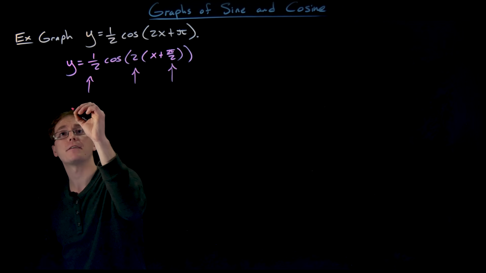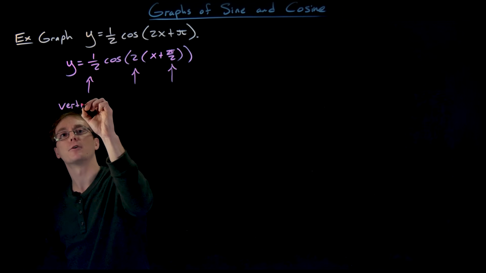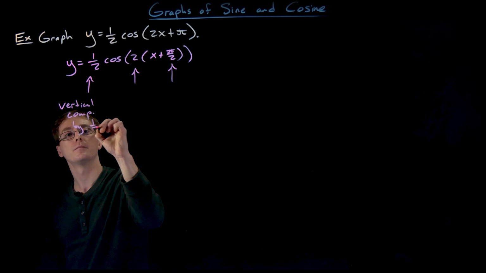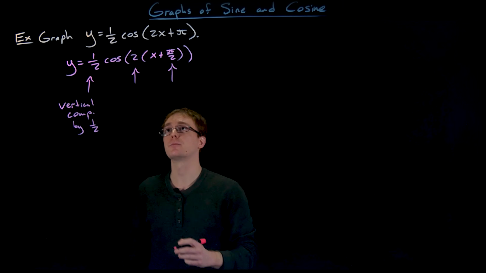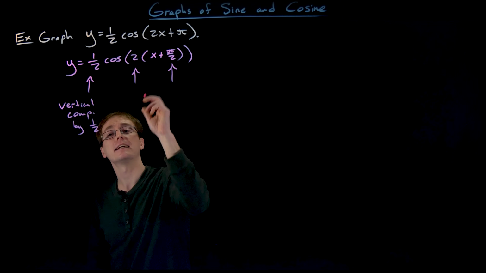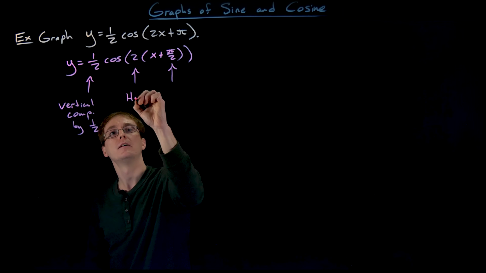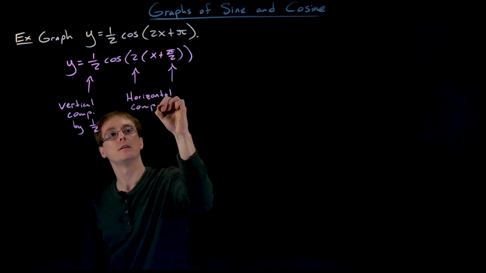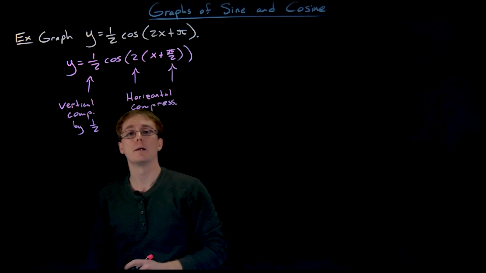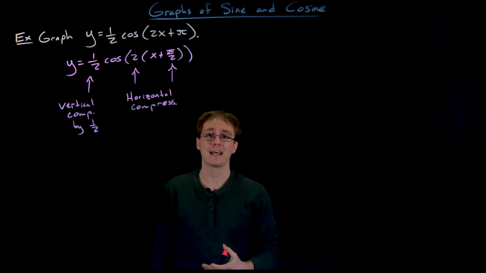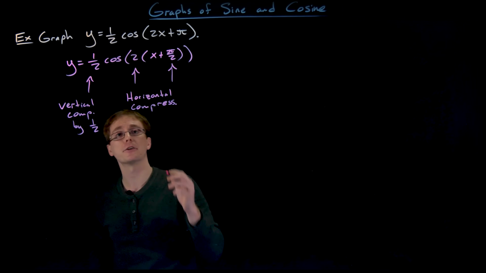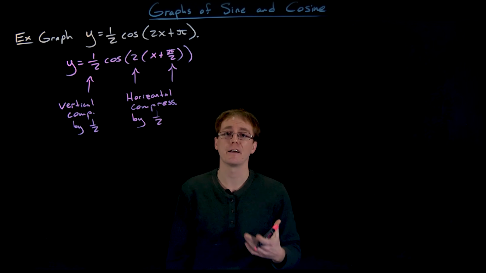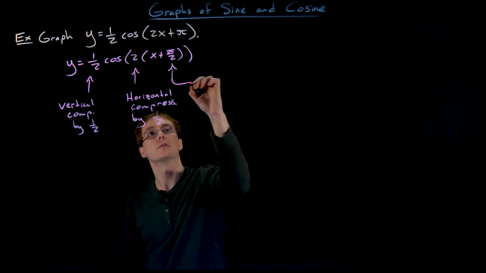The factor of 1/2 out front is going to be a vertical compression. So we'll have to multiply all of our y values by 1/2. What about that factor inside, that factor of 2? Well, that is going to be a horizontal compression. Remember, our horizontal stretch or compression factors are always the reciprocal of our b value. So we're actually horizontally compressing by a factor of 1/2. Let me loop that over here.